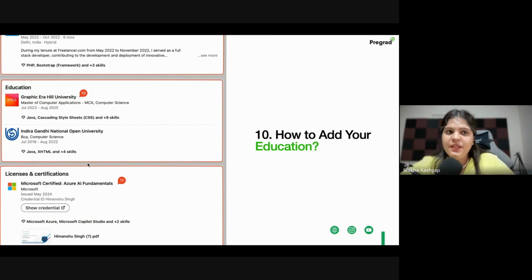Please add your experience and education in reverse order. For example, your 12th will come first. Sorry, your 10th will come first, then your 12th, then your grad, then your postgrad. So it's a reverse chronology. You start from 10th and then you end to your last degree. Okay. So it's a reverse chronology, both in experience and education. Okay.